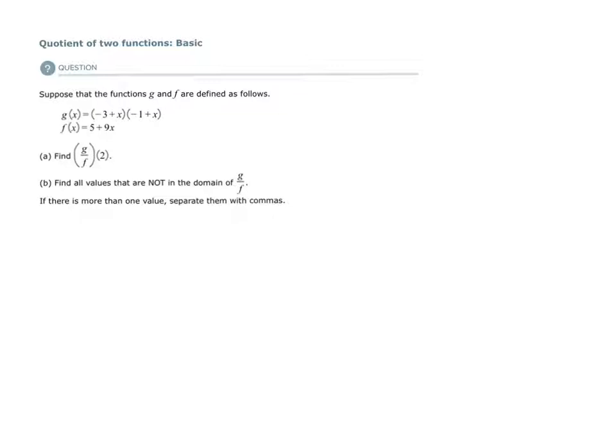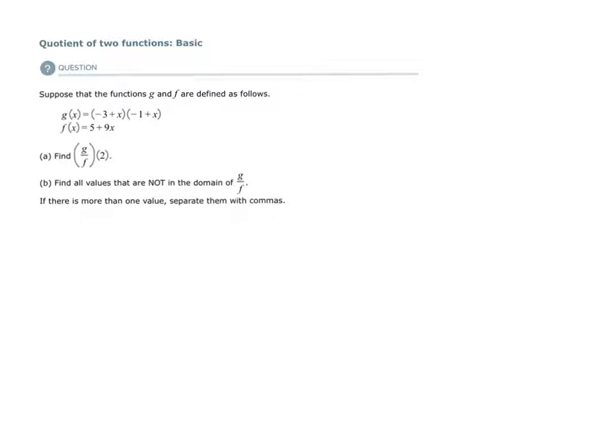Good morning. This is a question on operations with functions. We can add, subtract, multiply, divide functions, and this is specifically dividing. Remember that the word quotient means dividing. So we've got two functions here, and we are dividing those two functions.